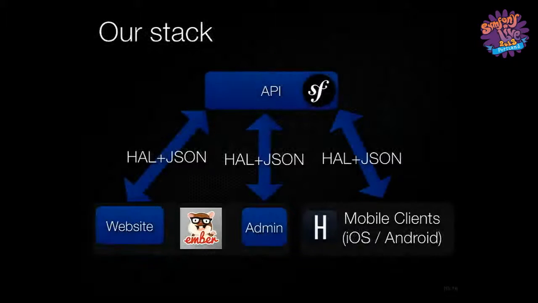I also want to make it clear that our application is actually just the API. And that's what I'm talking about. The Symfony application itself is basically just the API. There are no Twig templates. There is no actual front end. It's all just JSON. That's the format that we use, and we use hypermedia JSON. And so we have this API, and then the website or the admin section, both written in Ember, communicate with it, as do the mobile clients, which are iOS and Android.